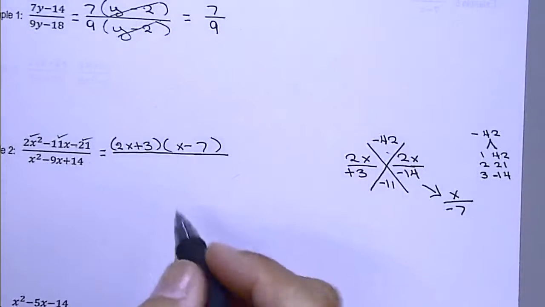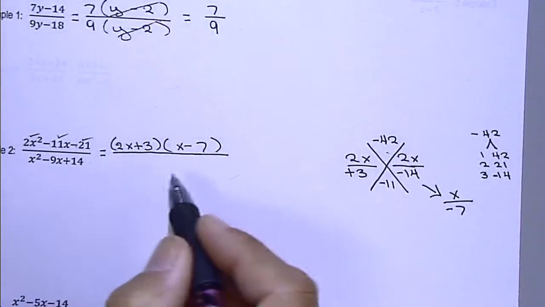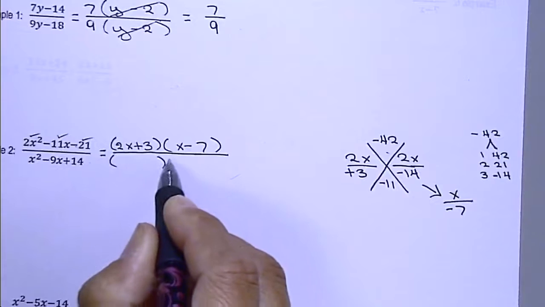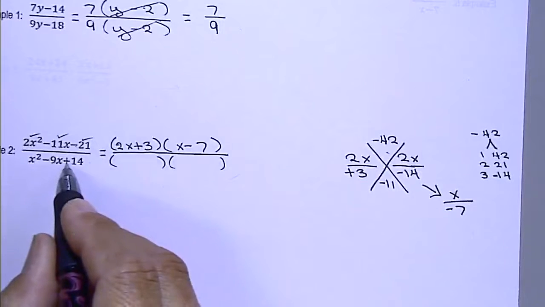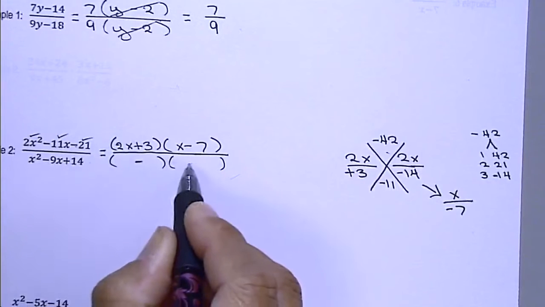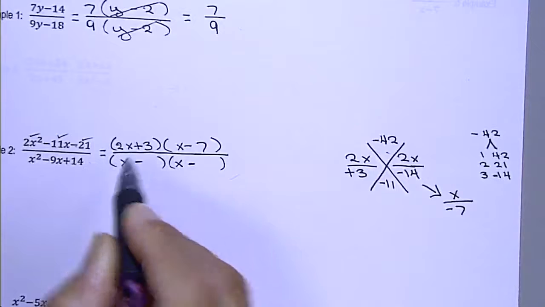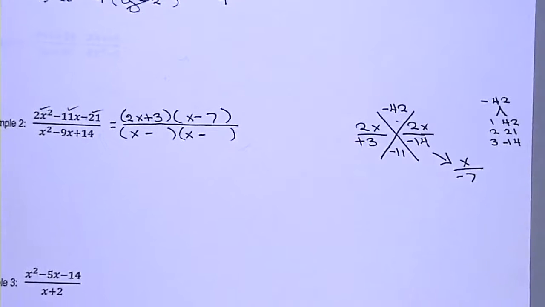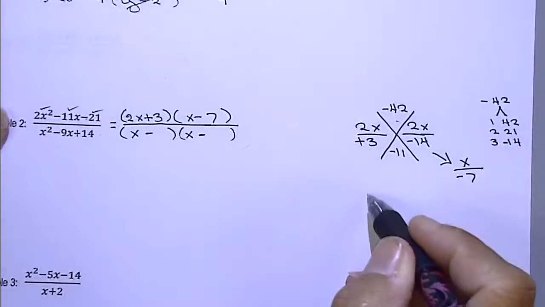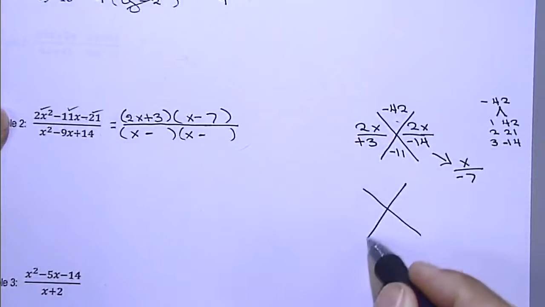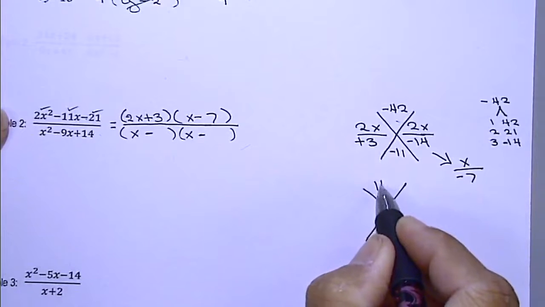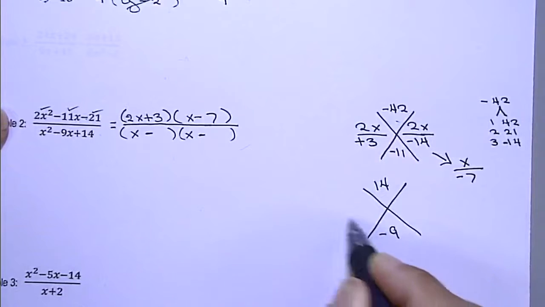Okay, so I factored the top one, and I've got to try to do the same thing with the bottom one. This plus tells me to use the first sign for both of them. This is a simple trinomial. So all I have to do is put x's there. And then I'm going to come down here and say, okay, I need this to be a positive 14 and this to be a negative 9.